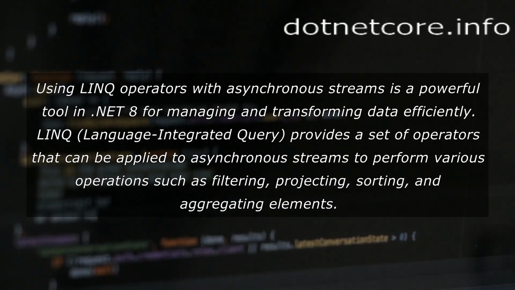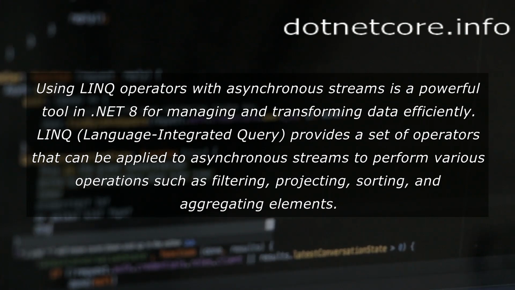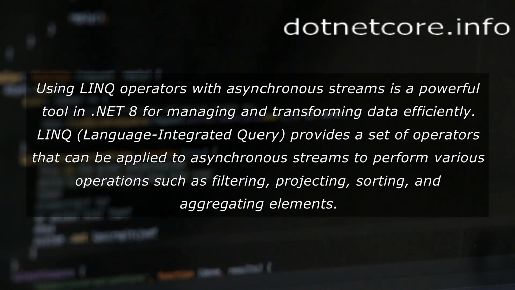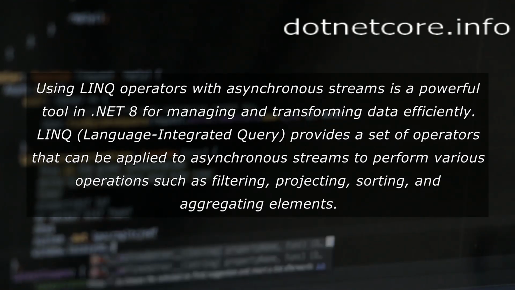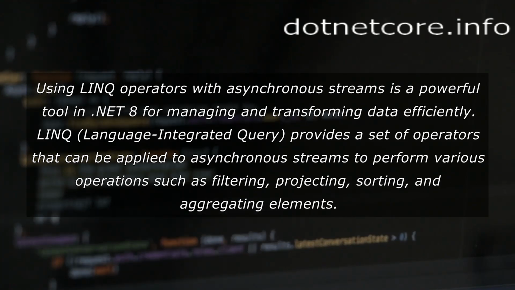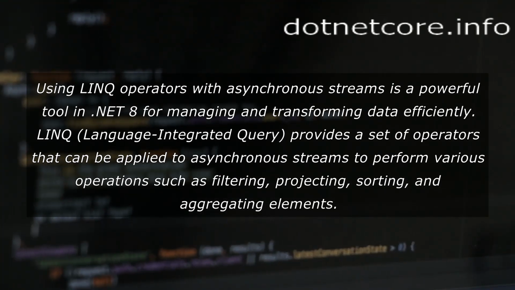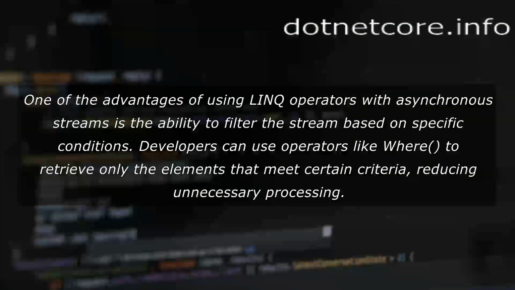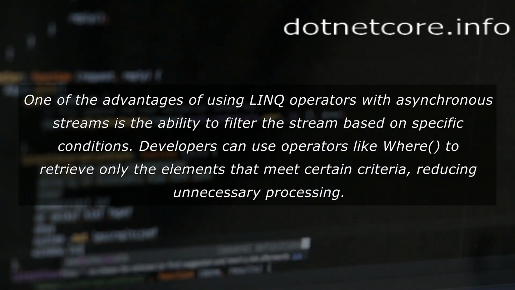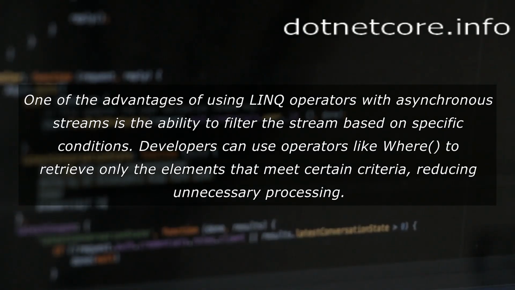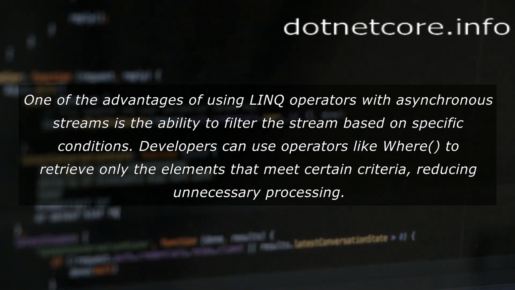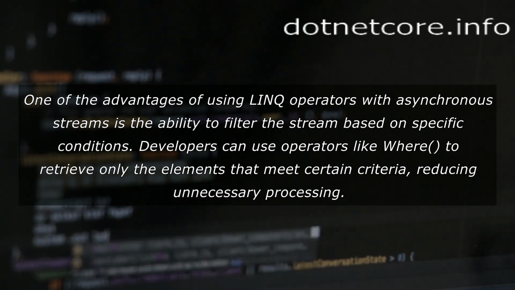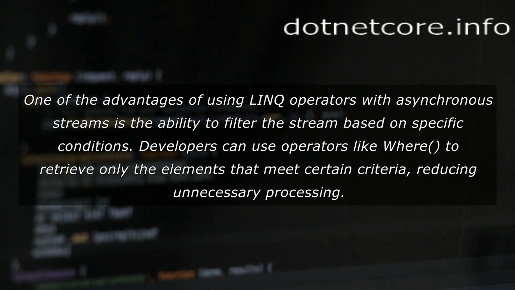Using LINQ operators with asynchronous streams is a powerful tool in .NET 8 for managing and transforming data efficiently. LINQ, Language Integrated Query, provides a set of operators that can be applied to asynchronous streams to perform various operations such as filtering, projecting, sorting, and aggregating elements. One of the advantages of using LINQ operators with asynchronous streams is the ability to filter the stream based on specific conditions. Developers can use operators like Where to retrieve only the elements that meet certain criteria, reducing unnecessary processing.